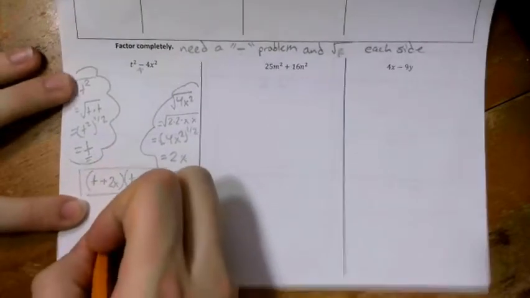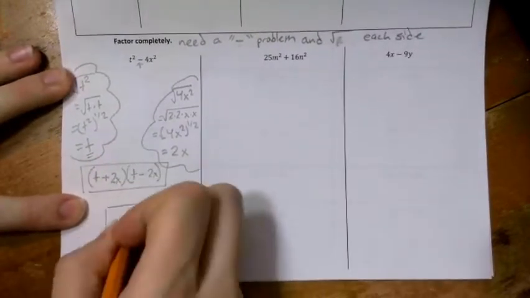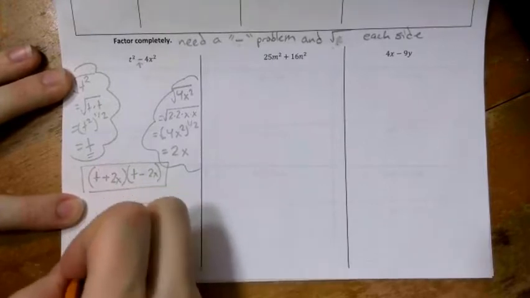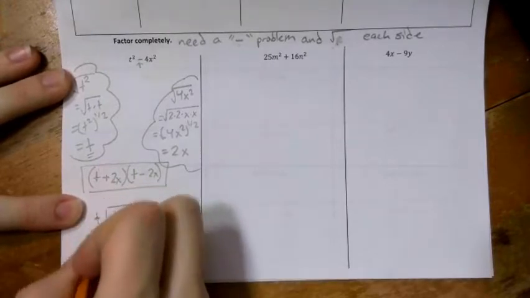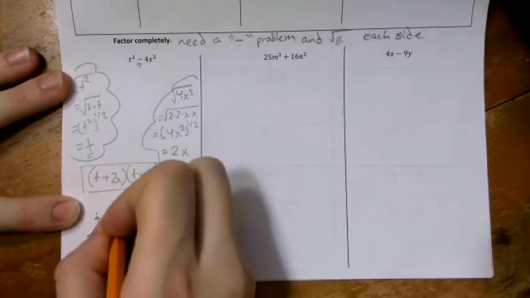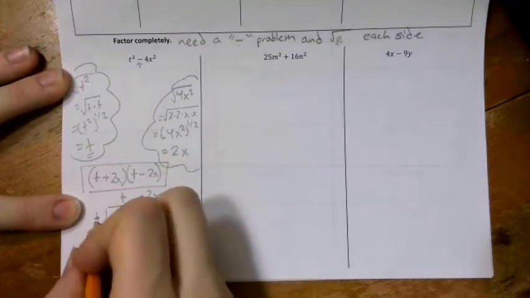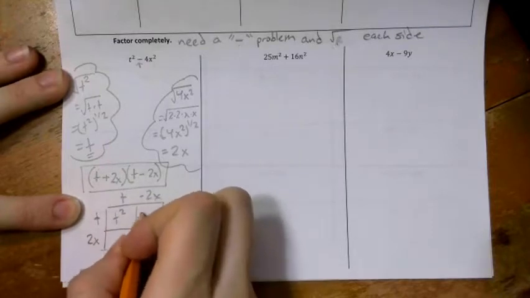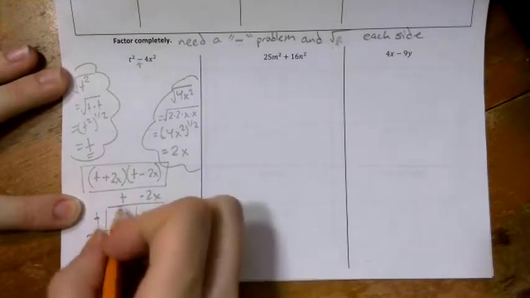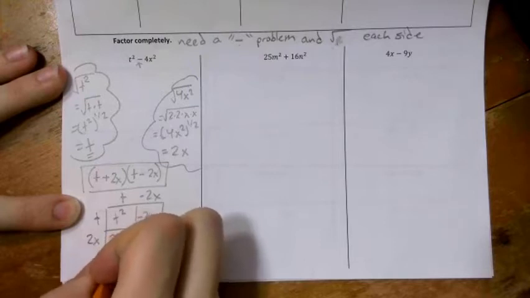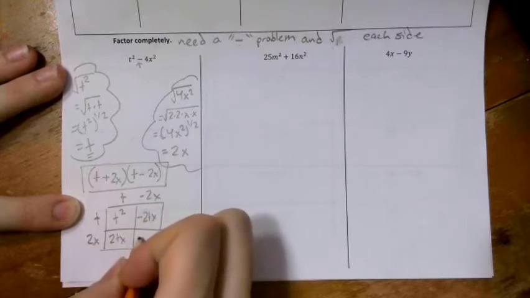All right, I'm going to do a quick check with an area model. So we have t plus 2x and t minus 2x. Well, t times t is t squared. t times negative 2x is negative 2tx. t times 2x is 2tx, and then negative 2x times 2x is negative 4x squared.